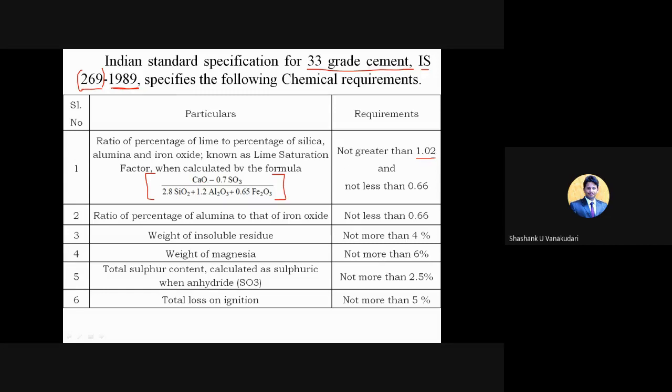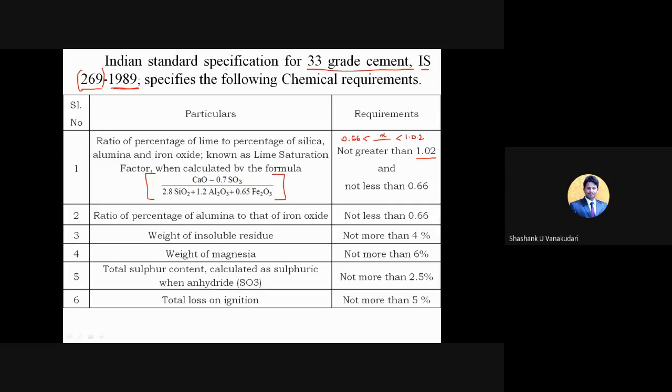the result should come not greater than 1.02 and not less than 0.66. So that is nothing but, once you substituted the percentage of chemicals which are present in the cement, it should be greater than 0.66 and less than 1.02. Then only you can say that this particular cement is permissible for 33 grade cement, and it is used for the requirement of different applications.